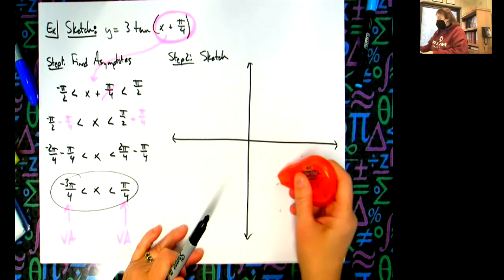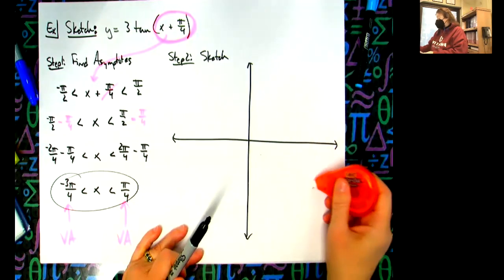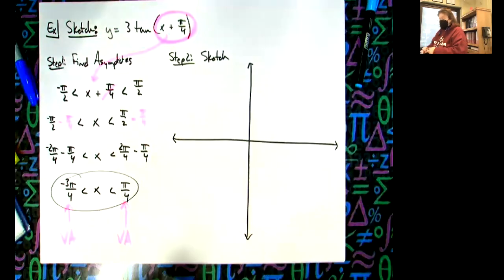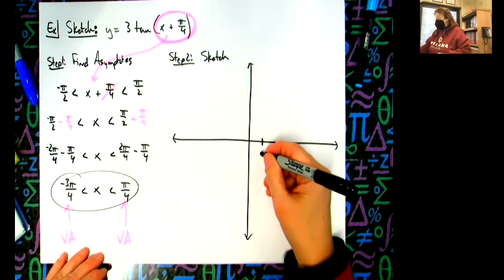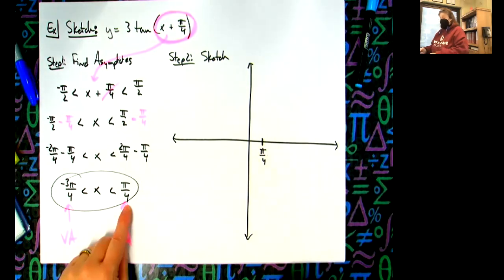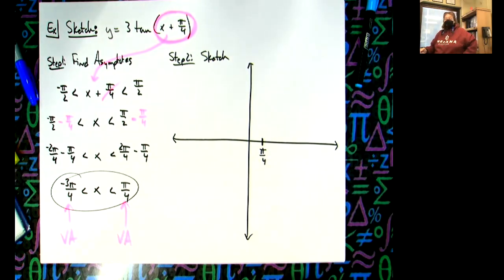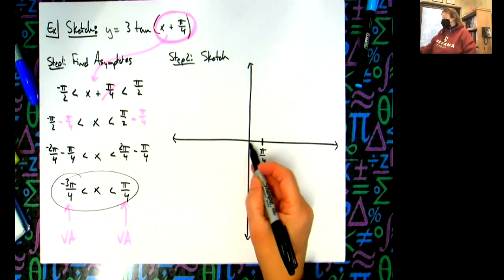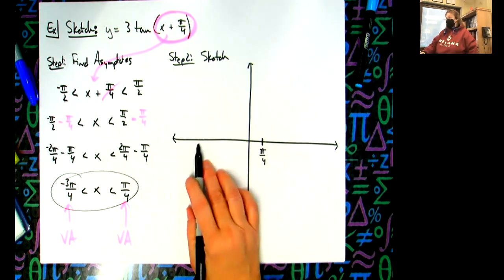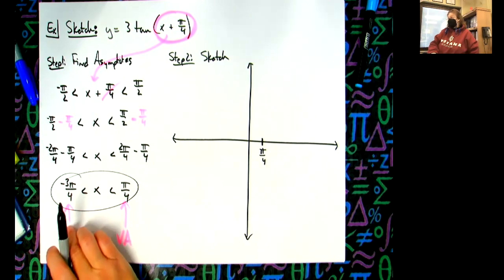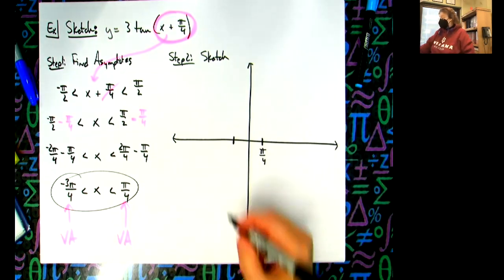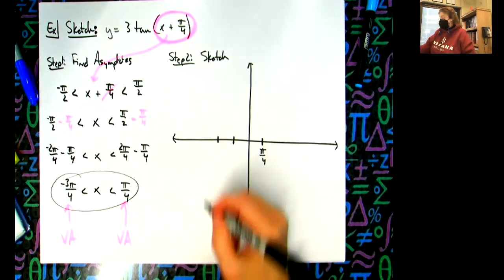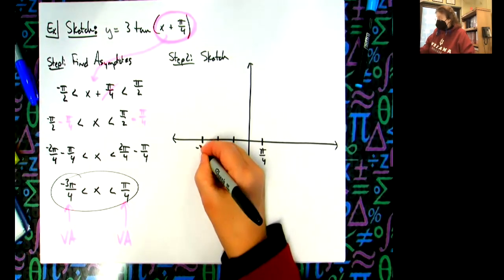So let's just assume, I hate it when it bleeds through the paper. That's annoying. Let's assume that 1 hash mark is going to be pi over 4, because that's my right vertical asymptote. Now if 1 hash mark is equal to pi over 4, how many hash marks do I have to have over here to get to this one? I need to have 3 of them, right? So, trying to go equal distance, that's going to be negative pi over 4, negative 2 pi over 4, negative 3 pi over 4.